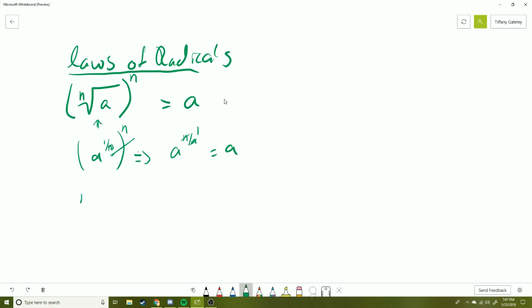Our next law is the nth root of a to the m, different number, m, equals a to the m over n, and we went over this above.